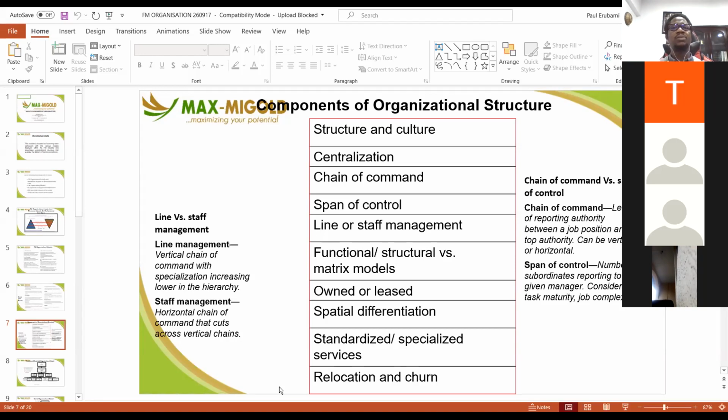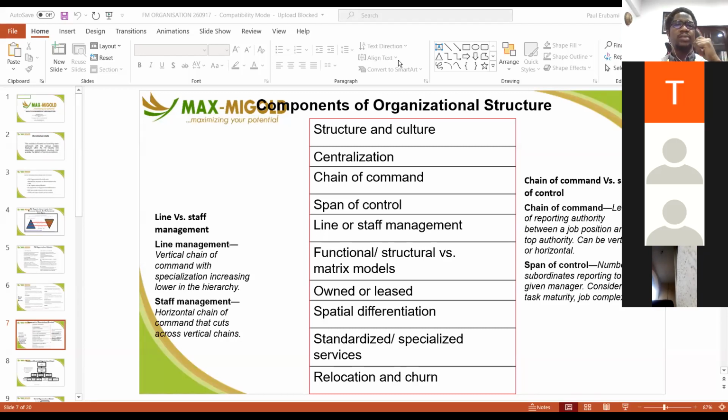So in essence, that person now has two bosses. One is the Lagos regional manager for FM, whom he or she works directly with in providing solutions, and then the head of procurement in the organization, who is the direct boss or direct supervisor of that individual. That's what we call a matrix organization. Why are we talking about this? It's important that we as facility managers understand the kind of organizations we work in, and understand the way to structure our own teams.